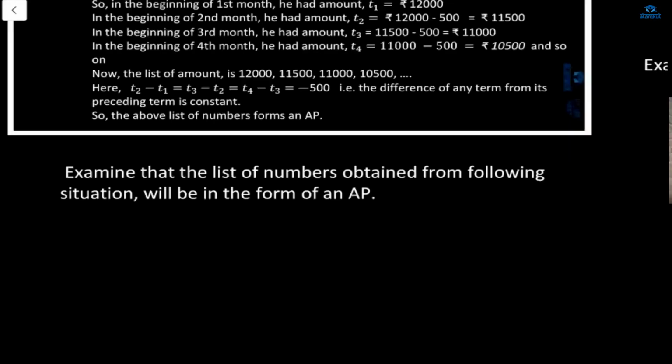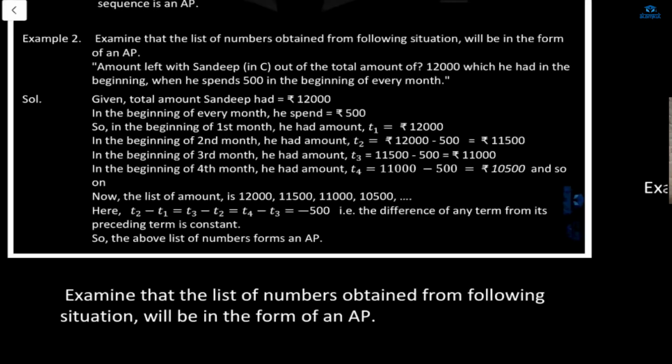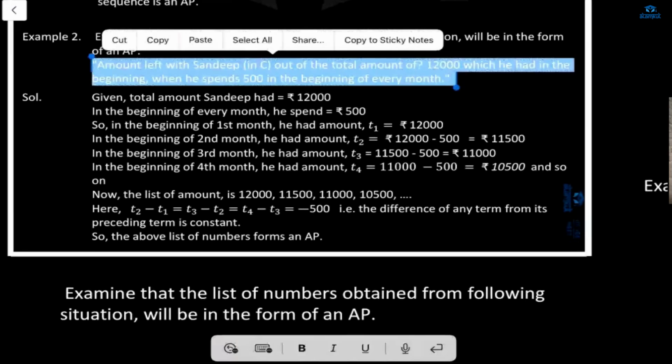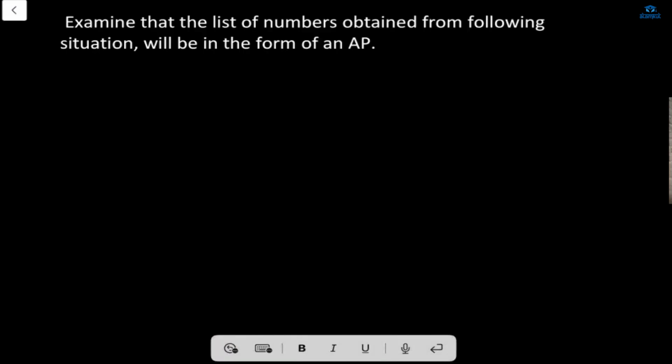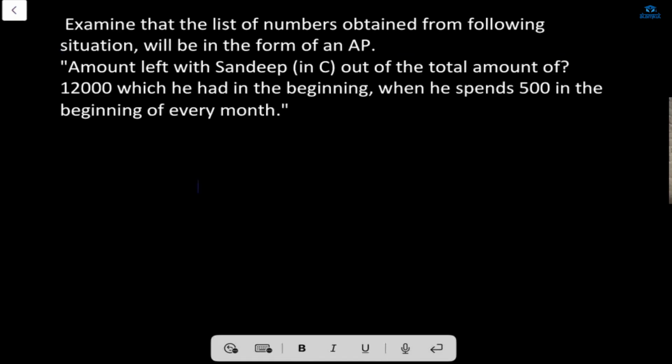Okay, so exam, sorry, main question I did copy. Actually, I'm not well, I feel like not speaking also, that's why. Okay. Examine that the list of numbers obtained from the following situation will be in the form of an AP. Amount left with Sandeep in his account out of the total amount of 12,000, which he had in the beginning. Yes, Shahzan? Ma'am, what is the over here? In account. Okay.